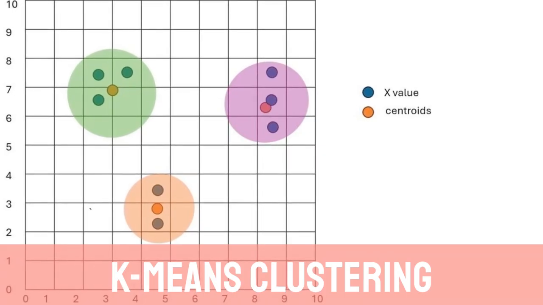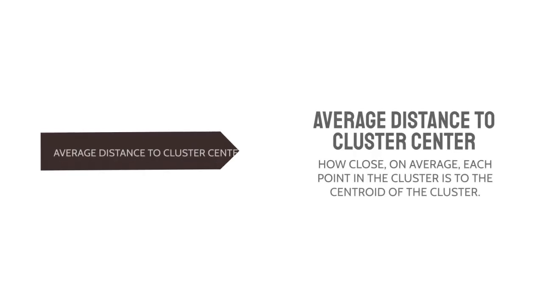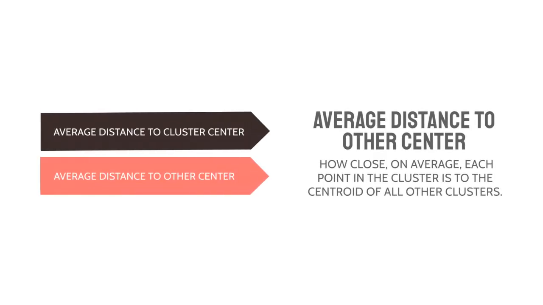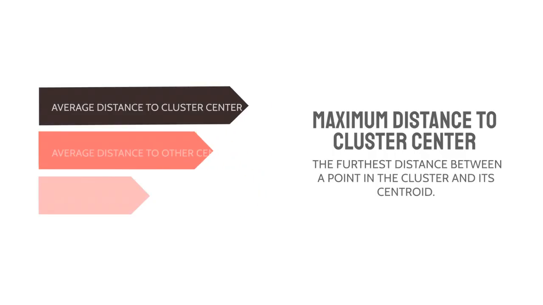Since there are no labels to check against, a clustering model's success is measured by how well separated its clusters are. Multiple metrics can be used for this evaluation, including average distance to cluster center, how close on average each point in the cluster is to the centroid of the cluster. Average distance to other center, how close on average each point in the cluster is to the centroid of all other clusters. Maximum distance to cluster center, the furthest distance between a point in the cluster and its centroid.